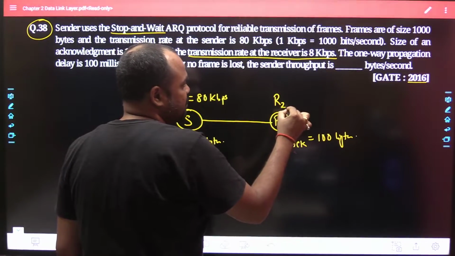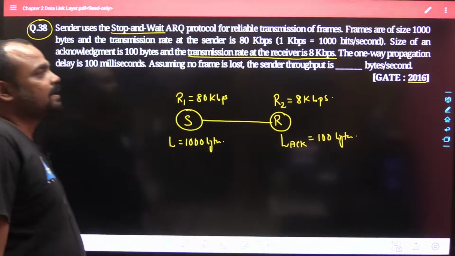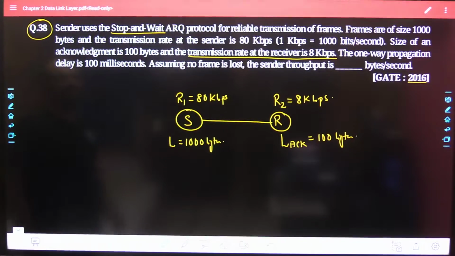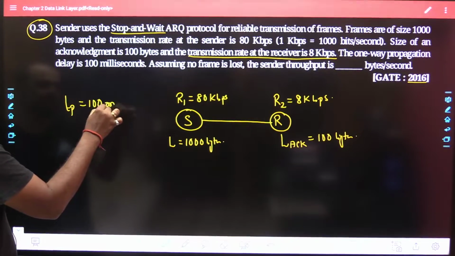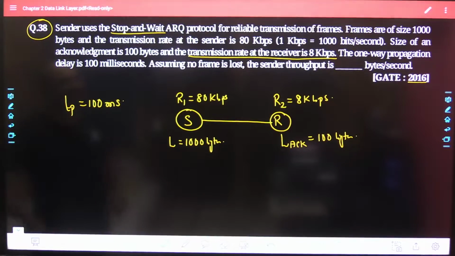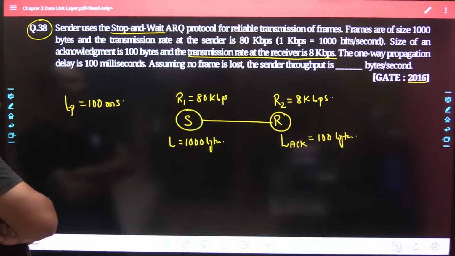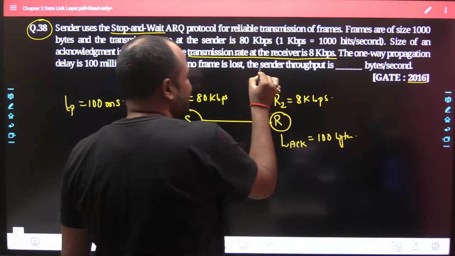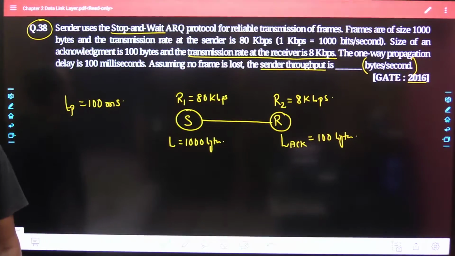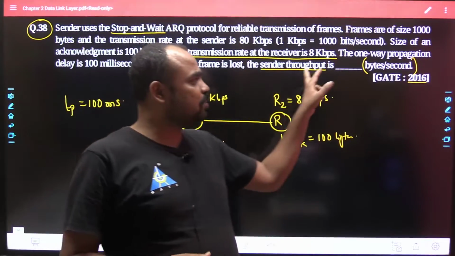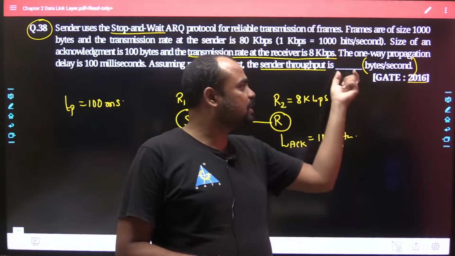So here the receiver transmission rate is given as 8 kbps. Now the one-way propagation delay, that is TP, is given as 100 millisecond, assuming no frame is lost. You need to find out the sender throughput, and your answer should be in the form of byte per second. This is a numeric type question. You have to put the numeric answer over here.